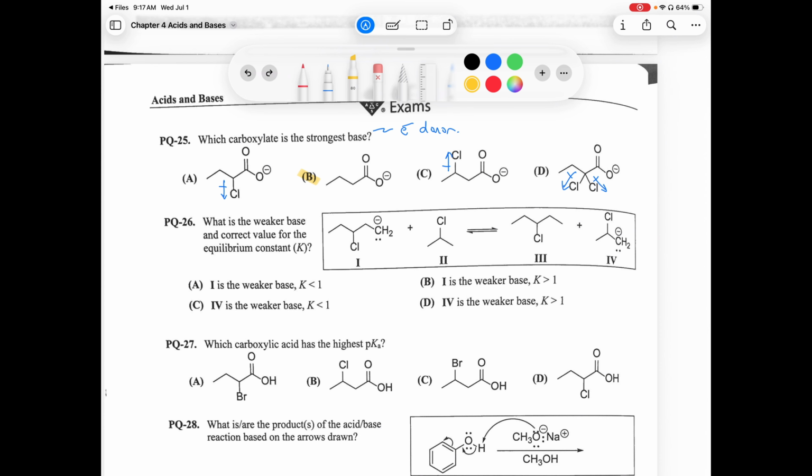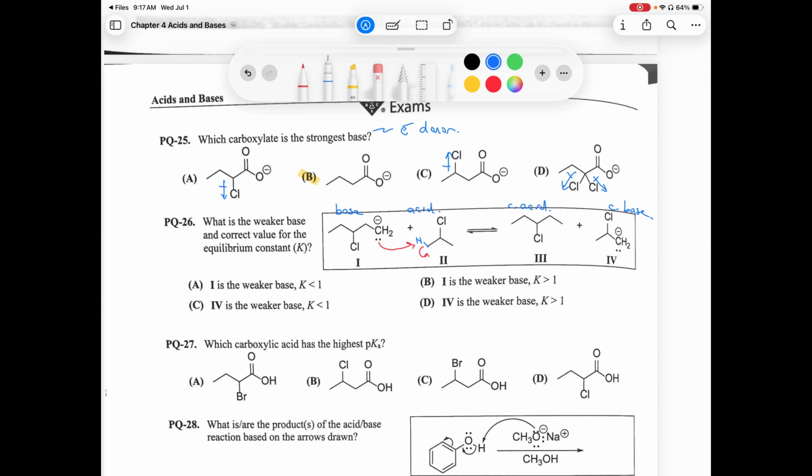Number 26, what is the weaker base and correct value for the equilibrium constant K? So let's take a look here. We've got a base here. So 1 is going to be our base, and it's going to be abstracting this proton. I'm just fleshing out what the mechanism is here. So we're pulling off this proton. This is going to be our acid, this is our conjugate acid, and this is our conjugate base. Okay, so that's what's going on here.